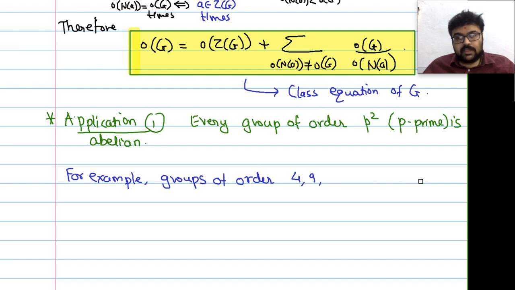So for groups of order 36, we cannot say that they are abelian. There is a non-abelian group of order 36, and there is also a cyclic group of order 36, Z36. So that we cannot say. But what we can say is, every group of order p square is abelian. 4, 9, 25, then 49, and so on.